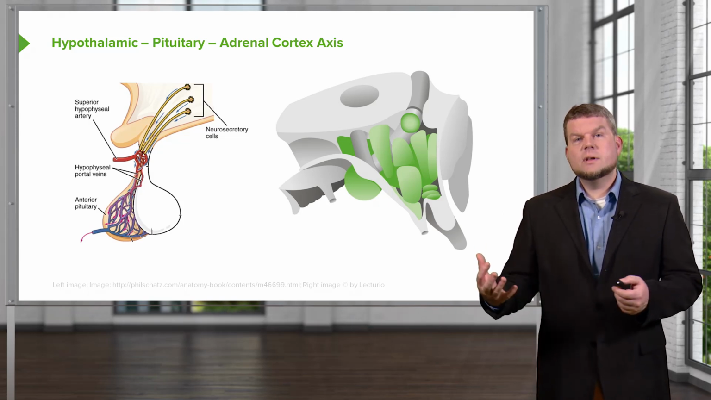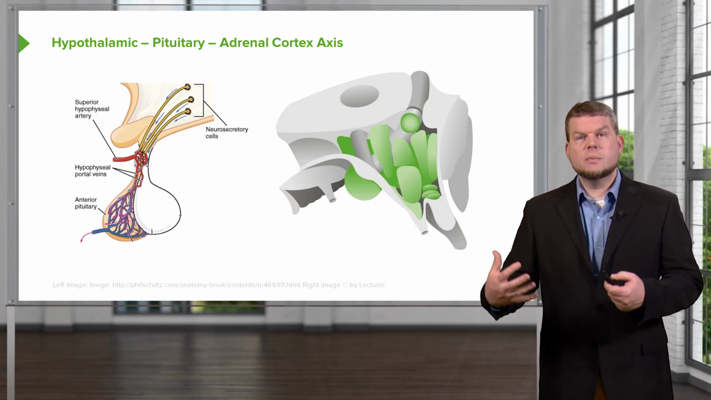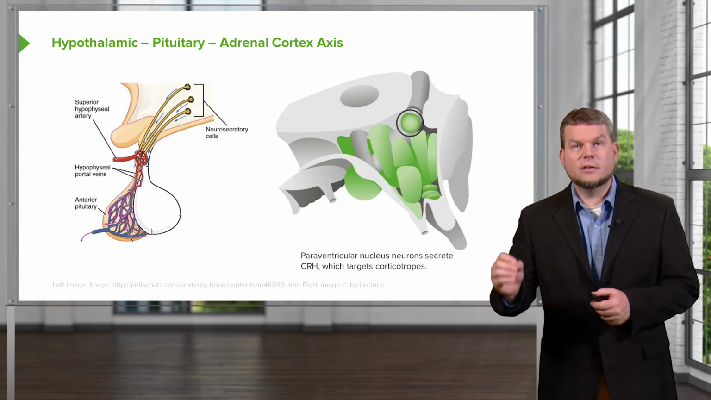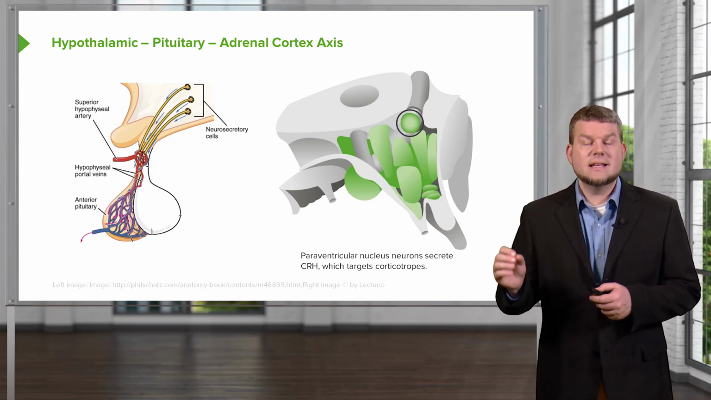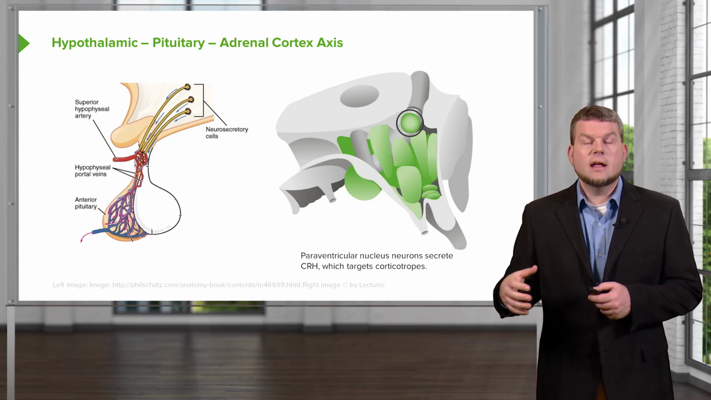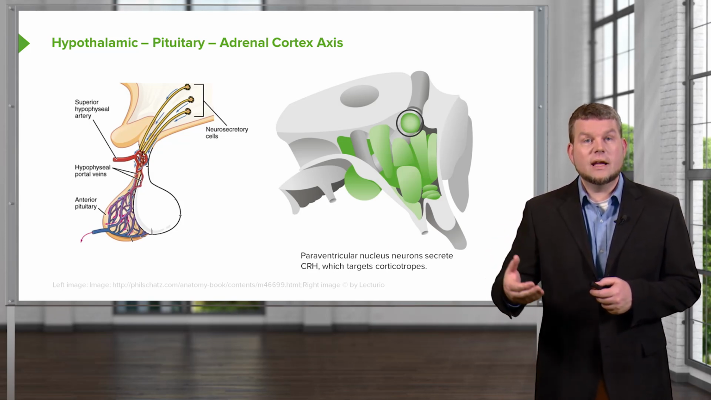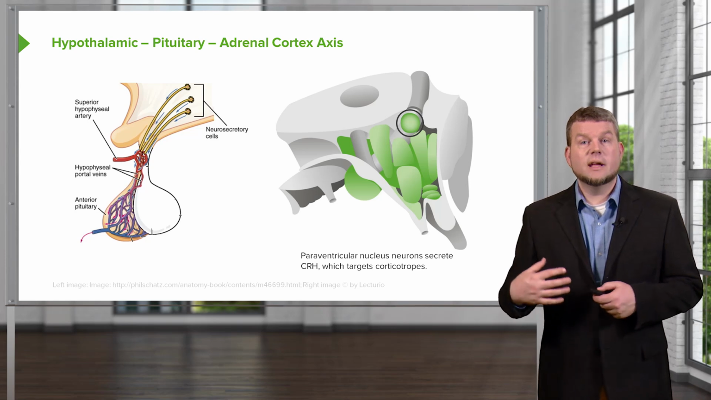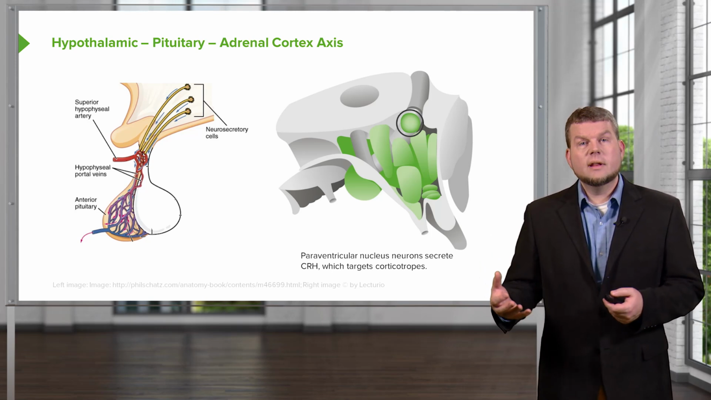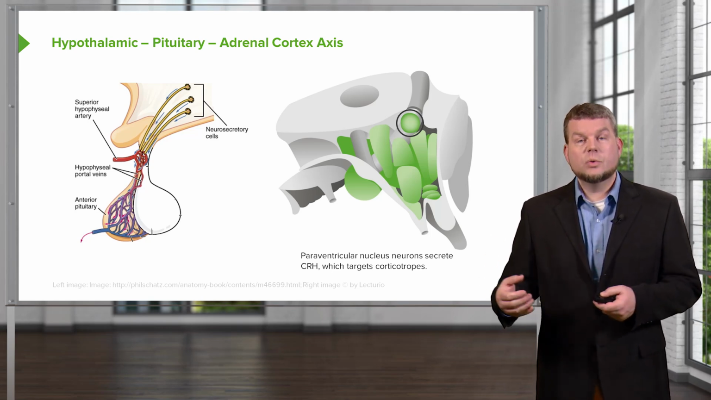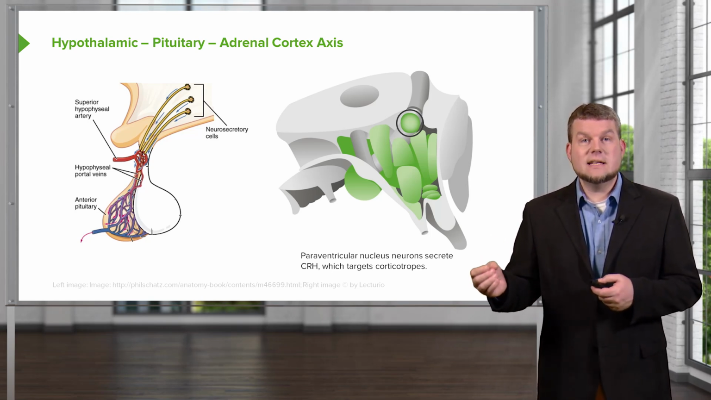So in the hypothalamus, what's the most important? It's the paraventricular nucleus. This paraventricular nucleus is what is going to release CRH that will then be released to the anterior pituitary to stimulate corticotropes. These corticotropes will then release another hormone, which is called ACTH.